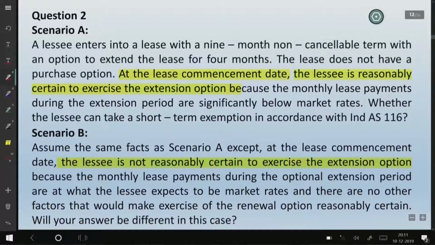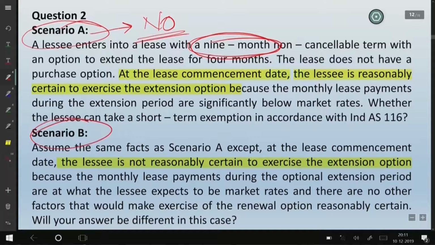So the original lease term of 9 months, if you consider, definitely you can classify the lease as a short term lease. So what we can conclude for scenario A, we cannot classify this as a short term lease, so the answer would be no. And in scenario B, definitely this is classifiable as a short term lease, the answer will be yes. So let us see how to properly present the answer to this question.